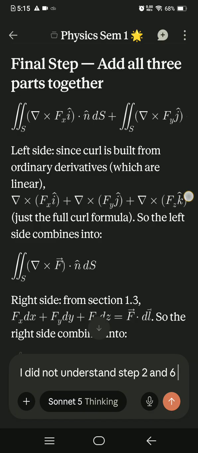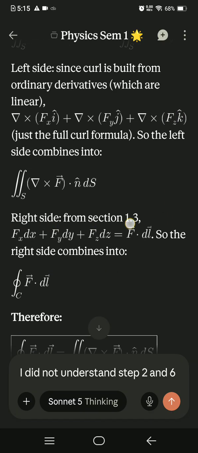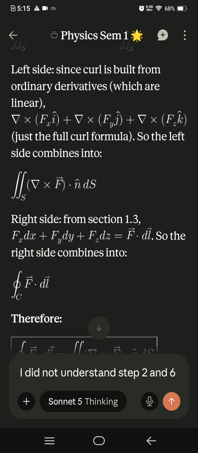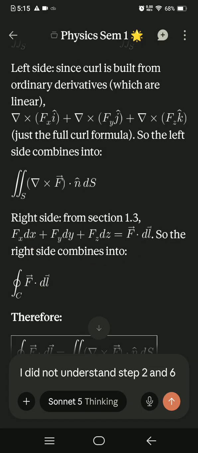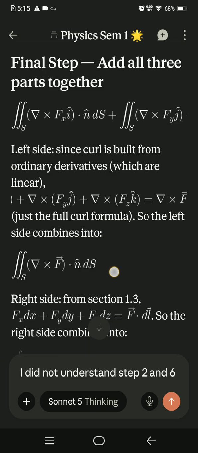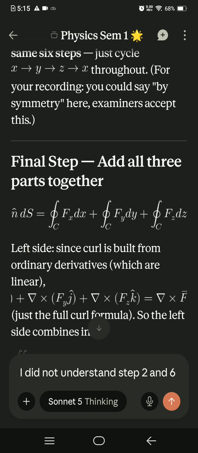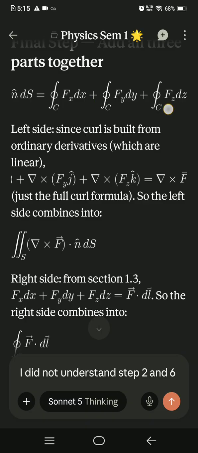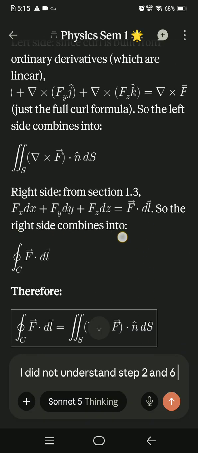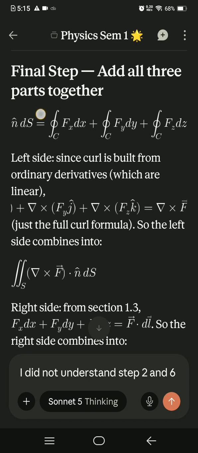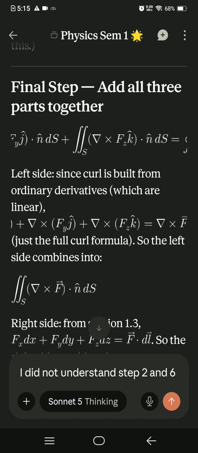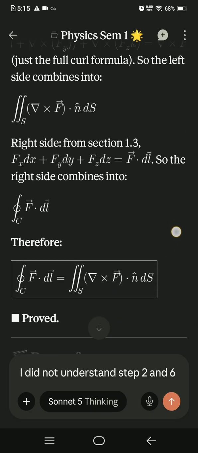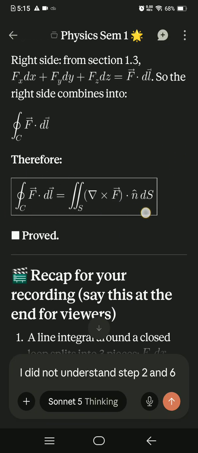Okay for now. The right side, from section 1.3, fx dx plus fy dy plus fz dz becomes this, the integral of F dot dl. So the right side combines into this. Therefore we have our formula proved.